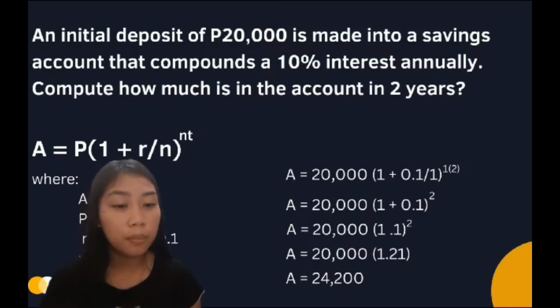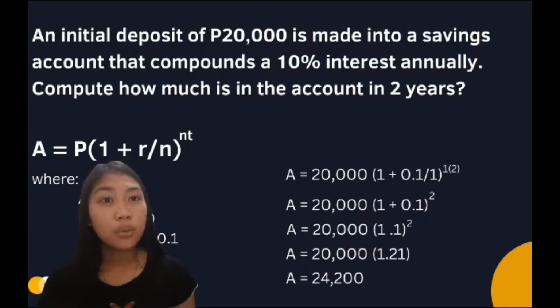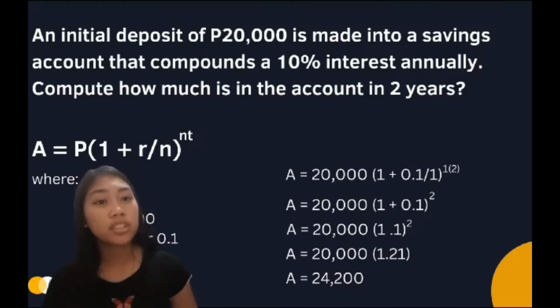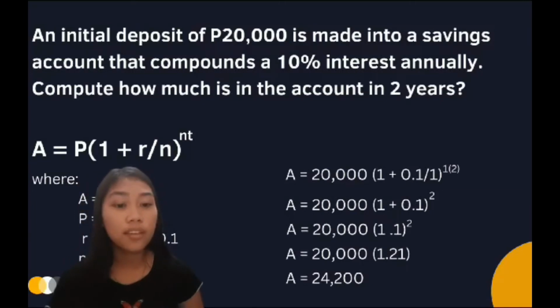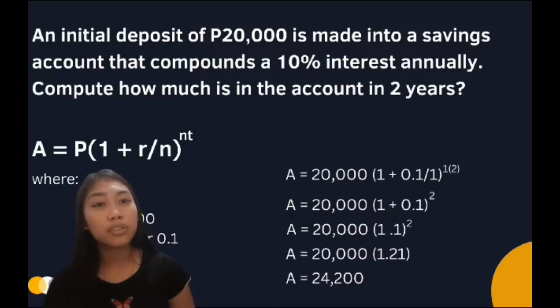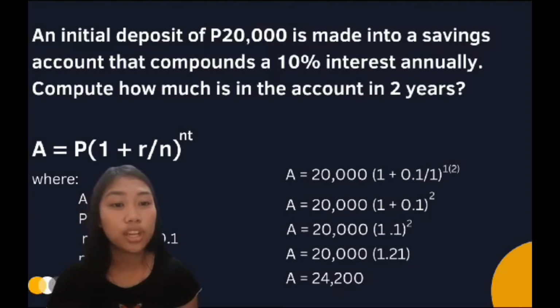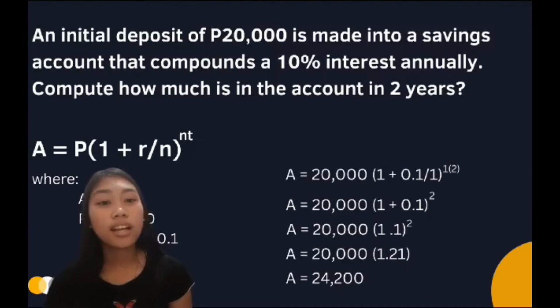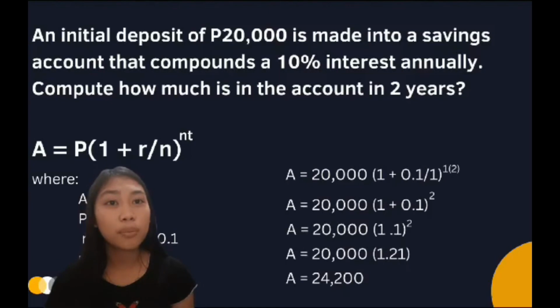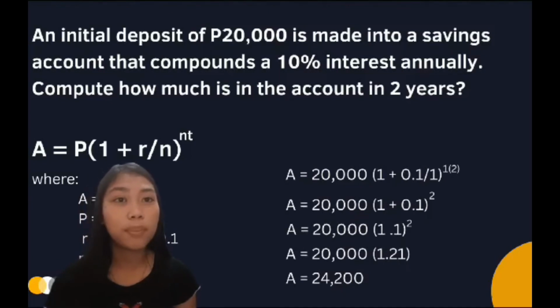Then it will become A is equal to 20,000 multiplied by 1 plus 0.1 squared. Then it will be 20,000 times 1.1 squared, which is equal to 20,000 times 1.21. And if you multiply that, it will result to A is equal to 24,200. Therefore, the account in 2 years will be 24,200 pesos.